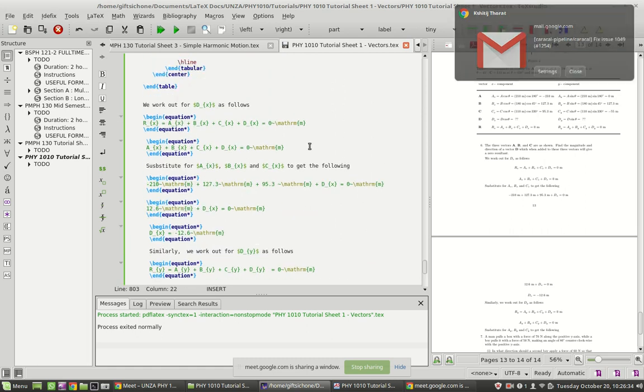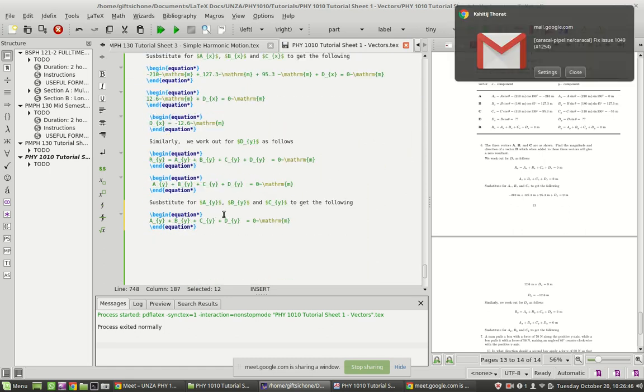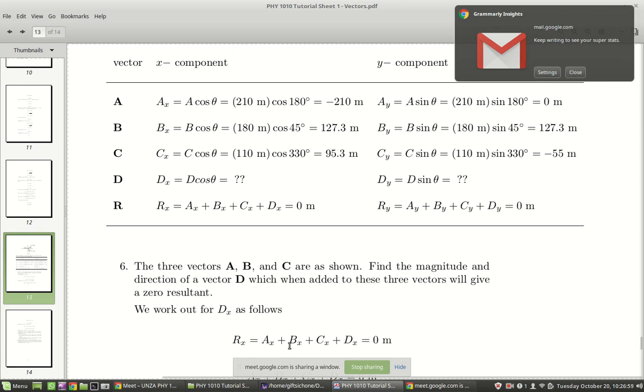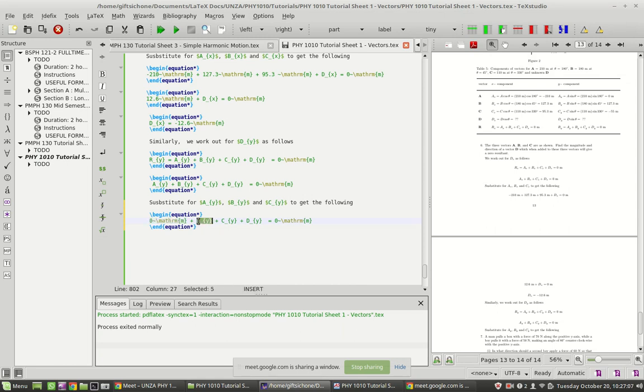How much is our ay? How much is ay? 210? Ay? It's 0. 0 meters. I think you need that table there. Then how much is our by? 127.3. 127.3. Then how much is our cy? 55. 55 what? Negative 55. Oh, okay. Negative.